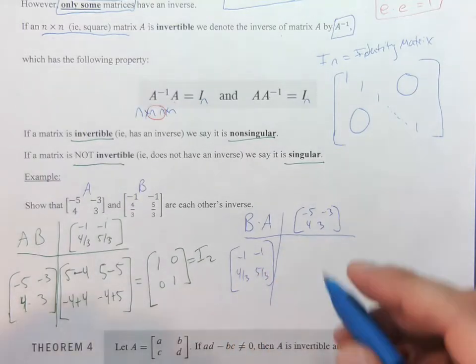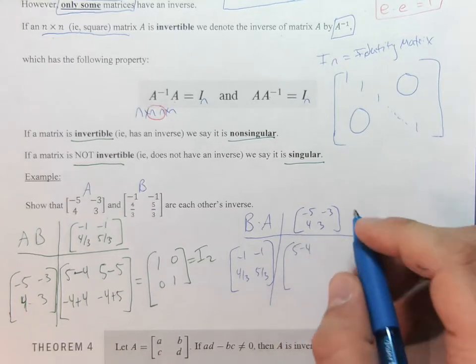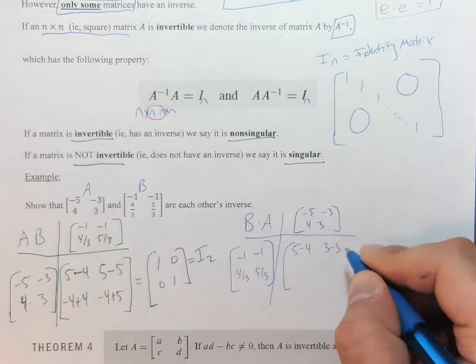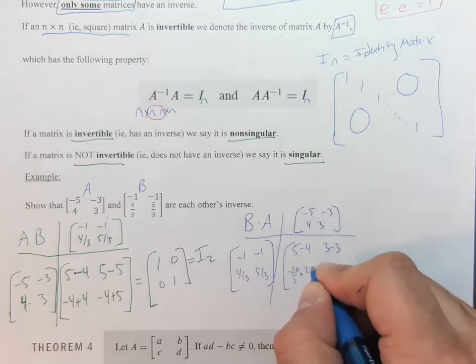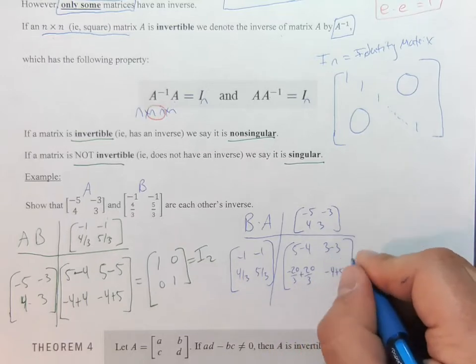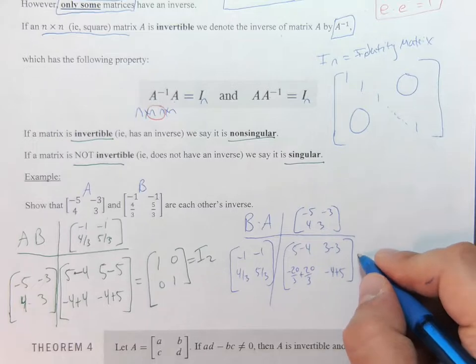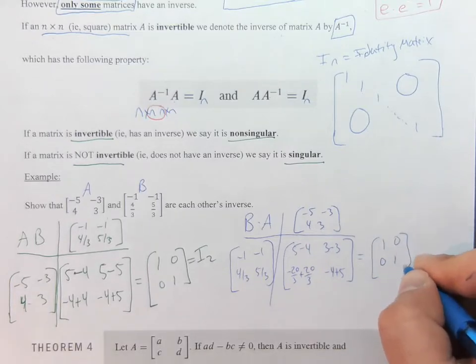And when we do the multiplication here, we get the following. We'll get 5 minus 4 in the first entry, 3 minus 3 in the second entry, minus 20/3 plus 20/3 in the third entry, and minus 4 plus 5 in the last entry. And you can see again, when we do that addition and subtraction, you get 1, 0, 0, 1.